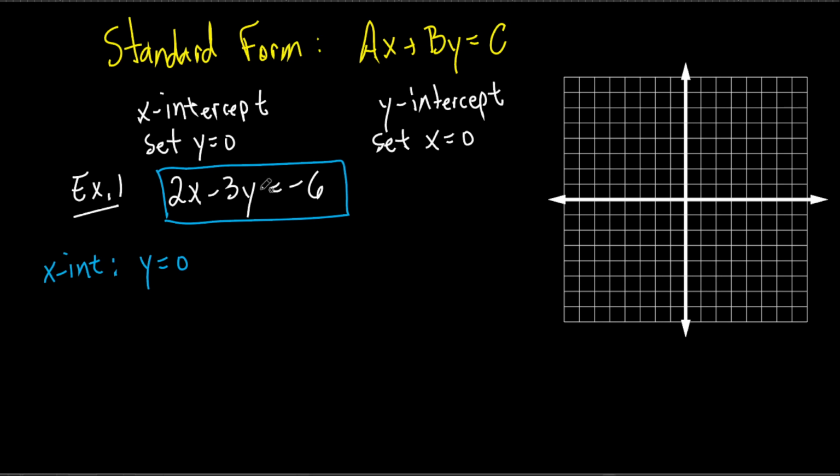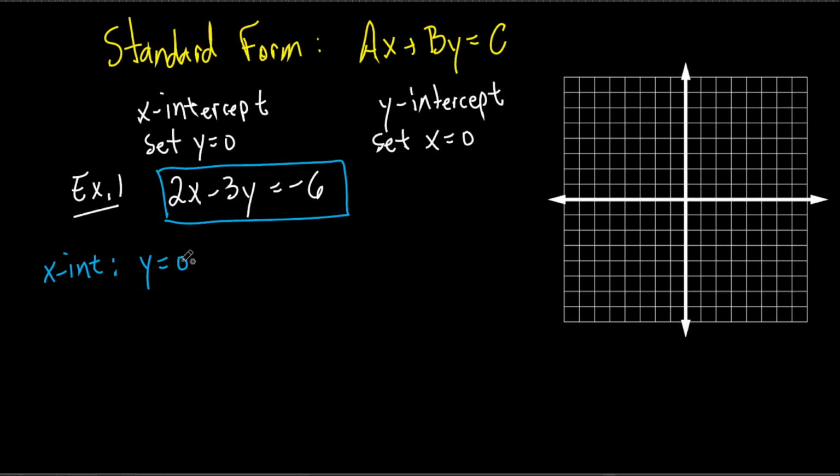And then what could I solve for? If I make this a 0, what's the only variable in here? I could solve for x, and that would be my x-intercept. So that would be one of my 2 points. Remember, I've got to find 2 points. This would be one of them. Okay? So let's do it.